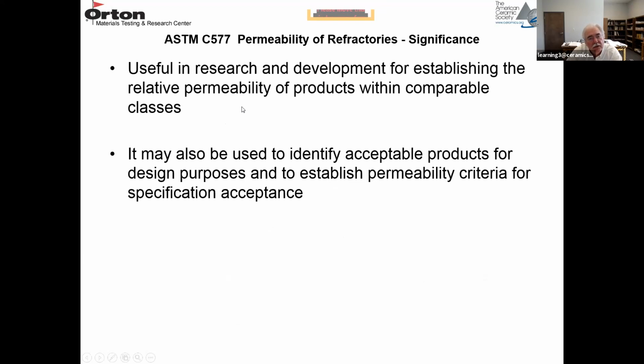This test is useful in research and development for establishing relative permeability of products, perhaps within a comparable class of similar composition refractories. It may also be useful to identify acceptable products for designing and lining, to establish permeability criteria for acceptance of a refractory for an application. You really need to know if this is a permeable refractory or not for an application where corrosion is important.